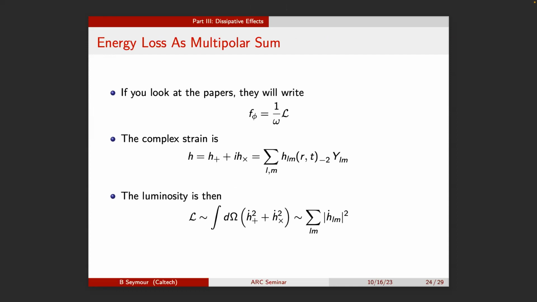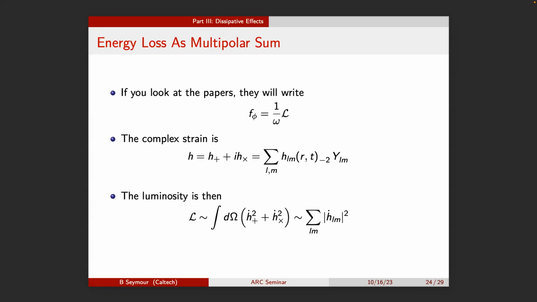So, anyway, if you look at the papers, they write it like this. And then they say the complex strain, what people have done is they calculate the multipolar sum of all the gravitational waves. And you can write it with the complex strain, where this h plus i h cross can be written as a sum over all the spin-weighted spherical harmonics. And then the luminosity at infinity looks like how much flux is escaping. It basically looks like this.